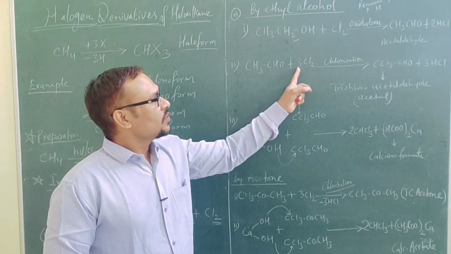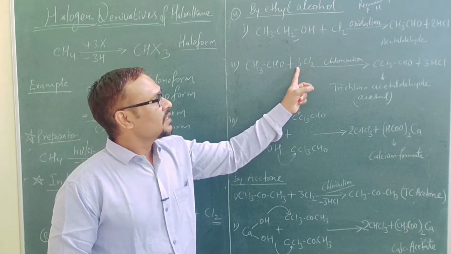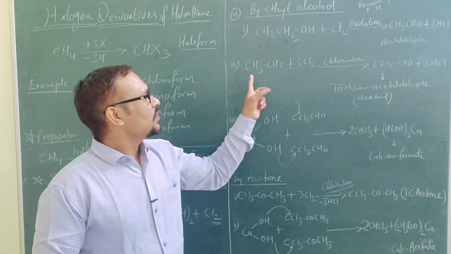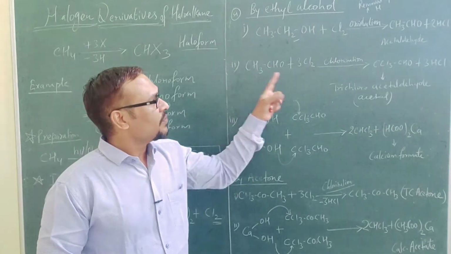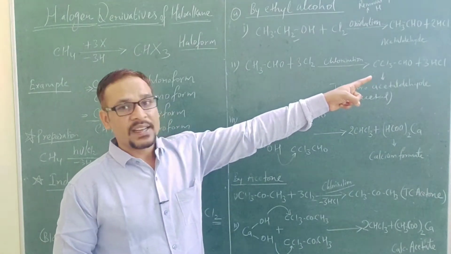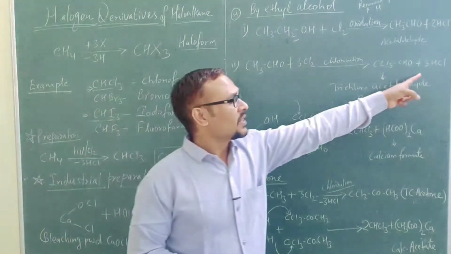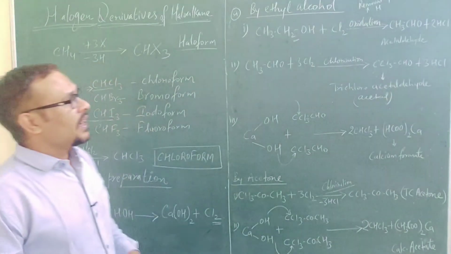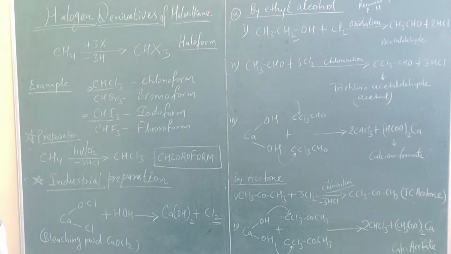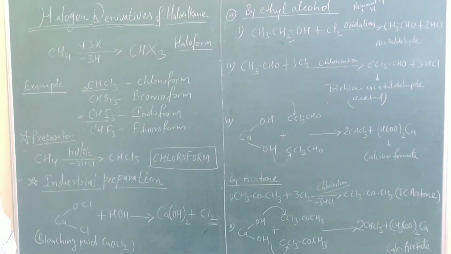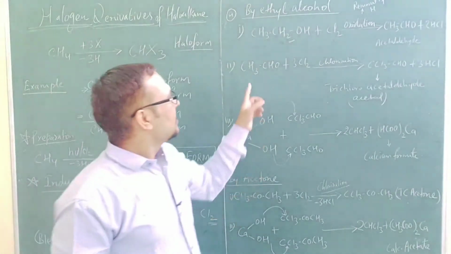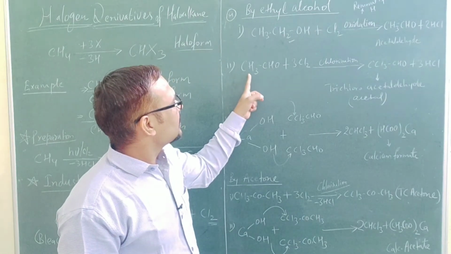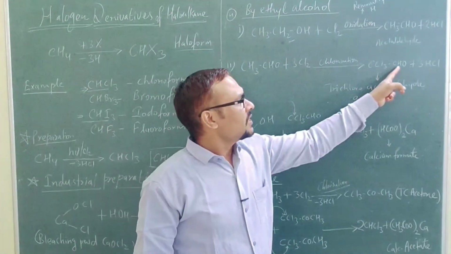In chlorination, in total how many molecules have we taken? 3 molecules or 6 atoms of chlorine. So 3 atoms of chlorine will attach with 3 H and form 3 HCl as a byproduct. Here you can see 3 HCl is formed, and along with that 3 Cl will be attached over here. So here you can see CCl3CHO.